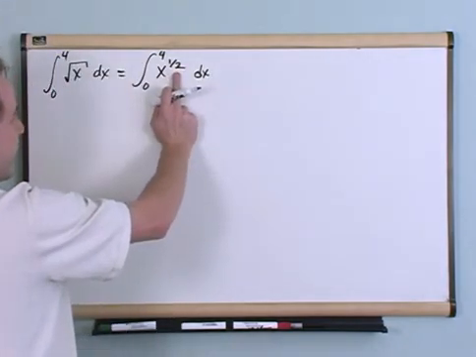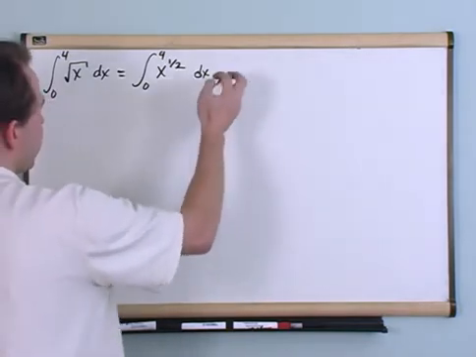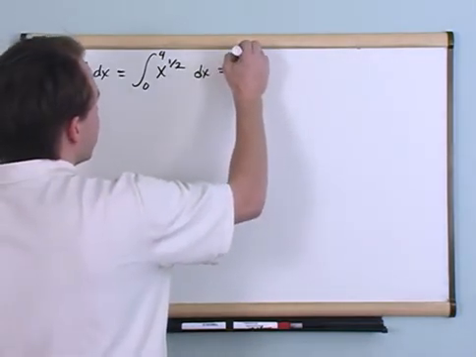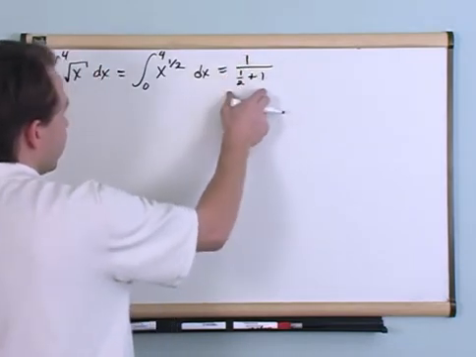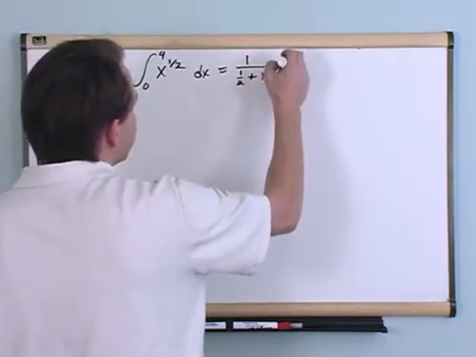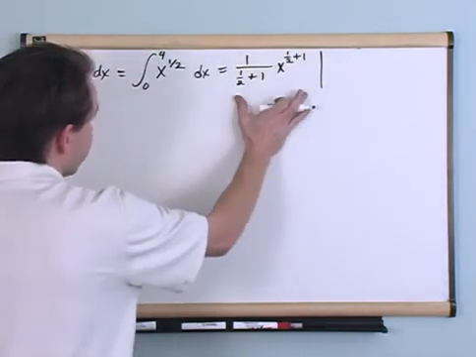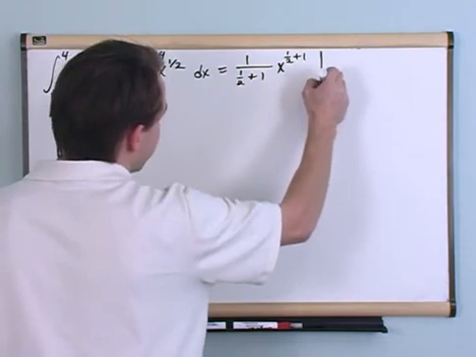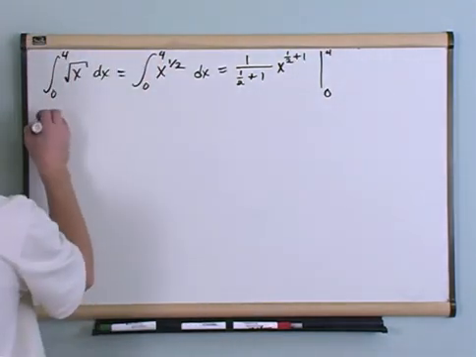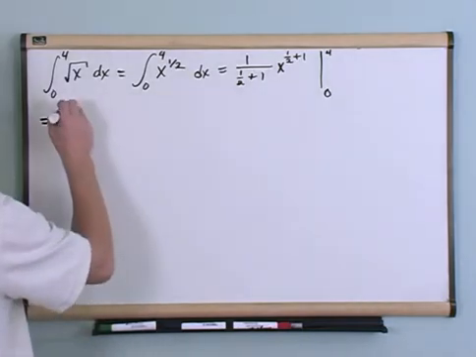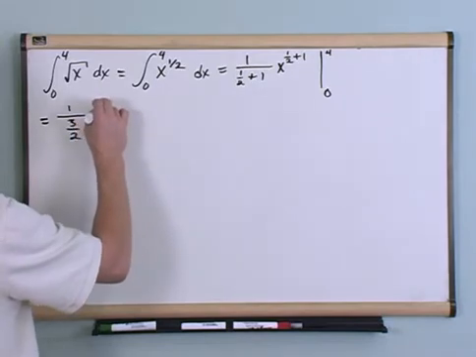The fact that this is a fractional exponent has no bearing on how you actually solve the problem. It's the same way as before. So what you'll have is 1 over 1/2 plus 1 in the denominator, x to the power of 1/2 plus 1. And that's the answer to the integral itself, but you have to remember to evaluate it from 0 to 4, because that was our limits of integration. So this will be 1 over 3/2 x to the 3/2.